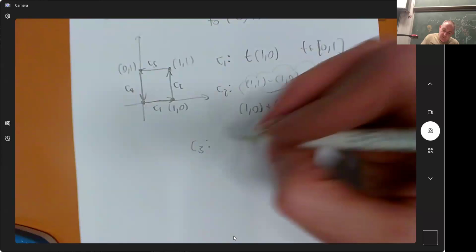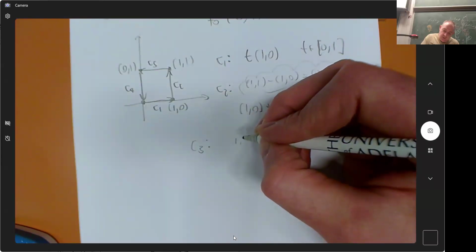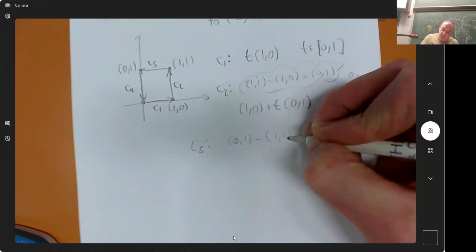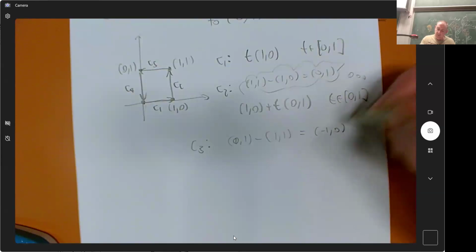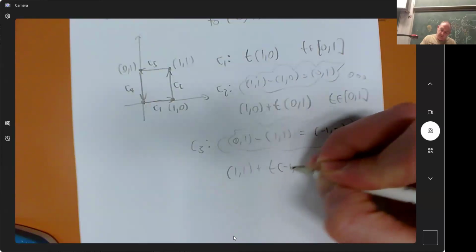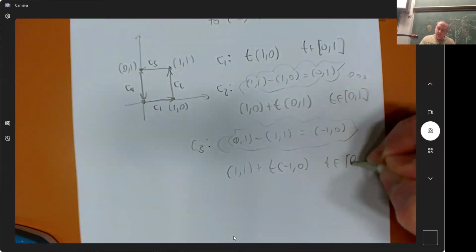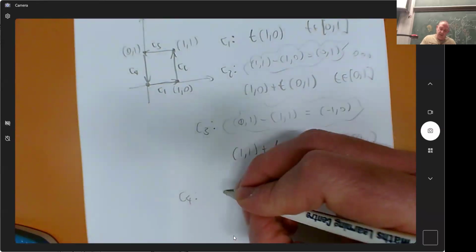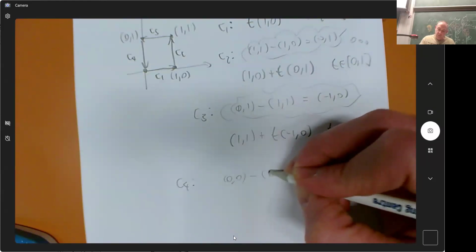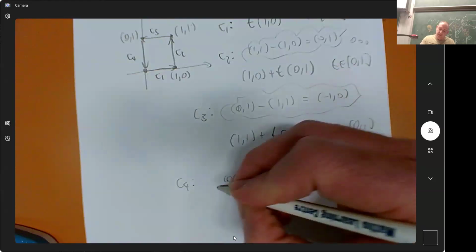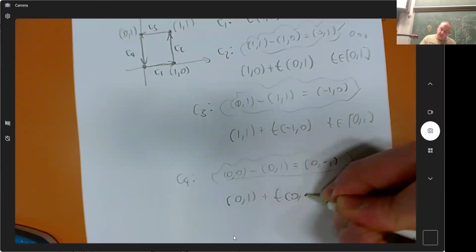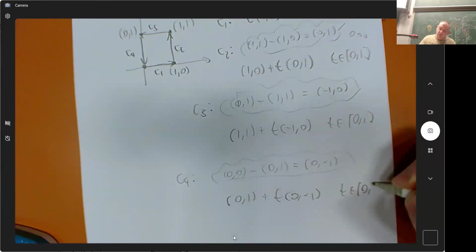C3. So the journey is from 1, 1, the end is 0, 1, and the beginning is 1, 1, and so that is minus 1, 0. And so this will be 1, 1 plus t lots of minus 1, 0. And then C4, the end is 0, 0, and the beginning is 0, 1. And so that's 0, negative 1. And so I've got 0, 1 plus t lots of 0, negative 1. So they're my 4 pieces.